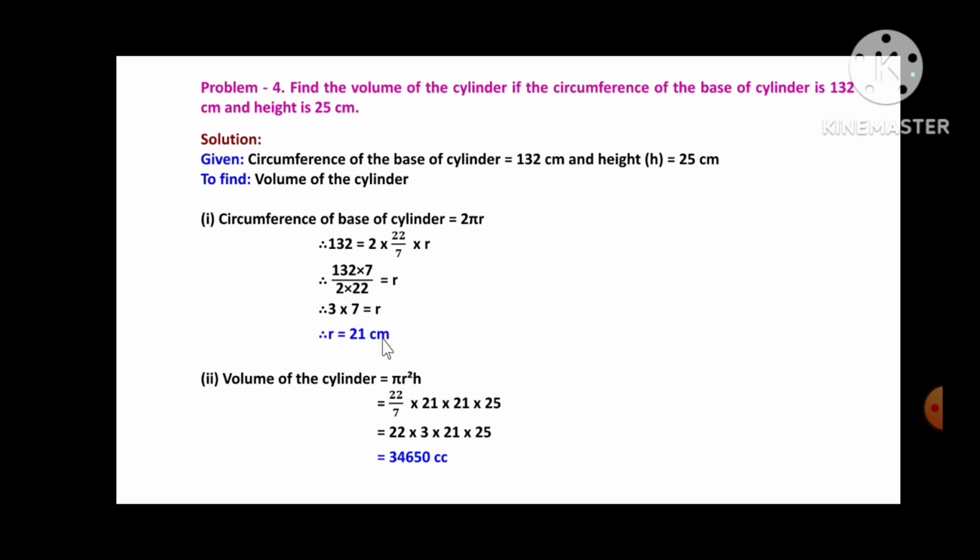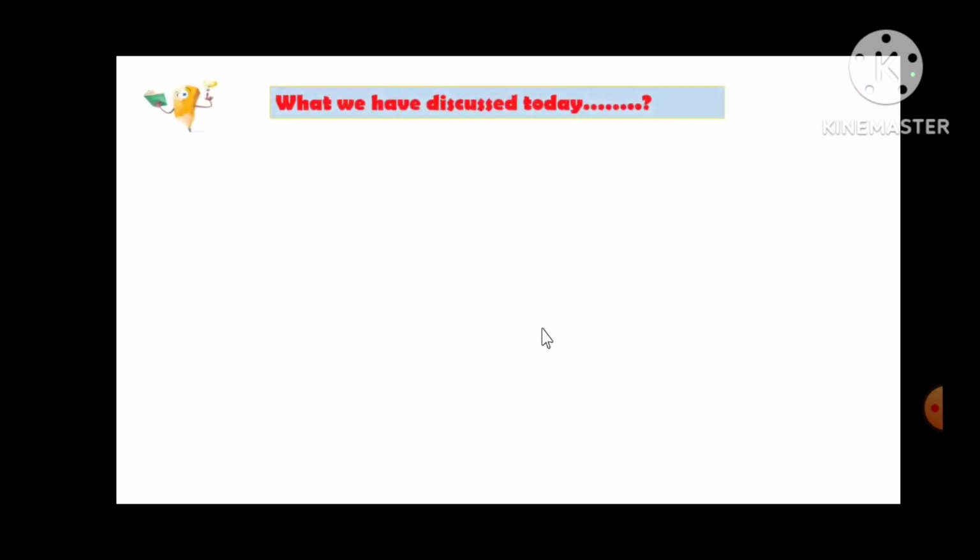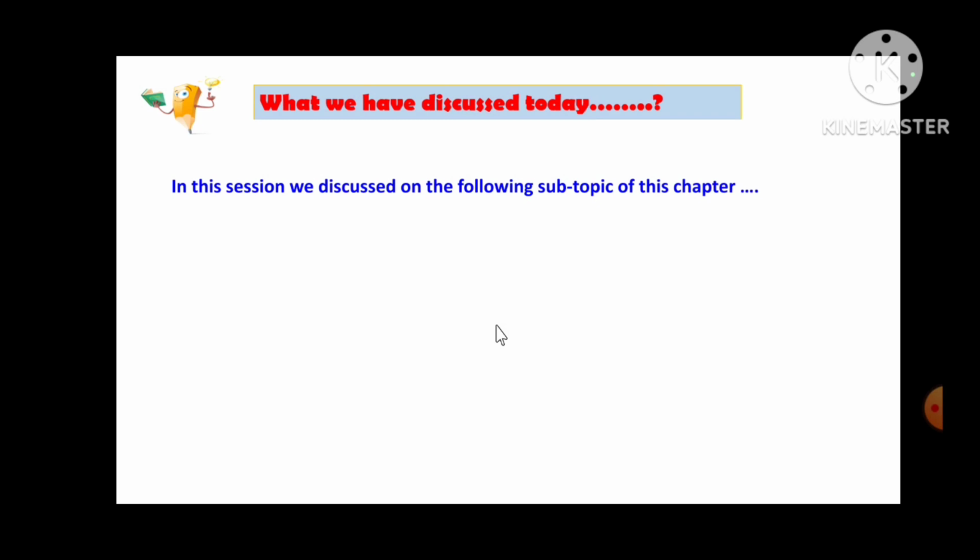Once we know the value of r, we can use the formula for finding the volume of the cylinder, which is pi r square h. So put the values here: 22 upon 7 into 21 into 21 into 25. Simplify this. You will get 22 into 3 into 21 into 25. That leads to 34,650 cubic centimeter. So in words you can write the volume of the cylinder is 34,650 cc, cubic centimeter.